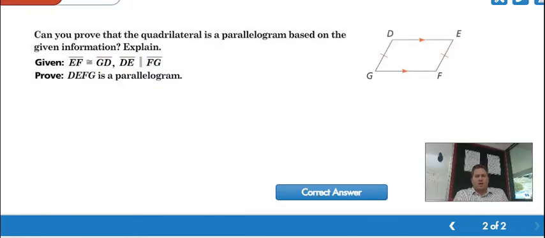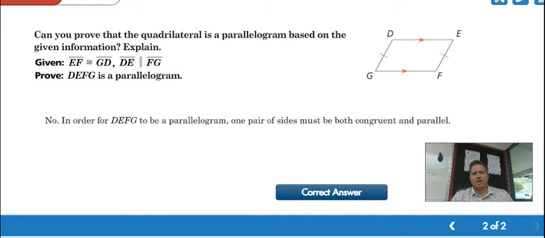All right, so our problem number 2, it says, can you prove that the quadrilateral is a parallelogram based on the information? So it tells us a couple things first. It tells us that these two sides are parallel and these two opposite sides are parallel. So I'm thinking about the 6 different ways that I can prove it. I don't have any of the angles to figure out whether the consecutive angles are supplementary or opposite angles are congruent. I have the sides, but remember, in order to prove the one side, these sides have to be parallel, but they also have to be congruent. So because I don't have enough information, I would say no.